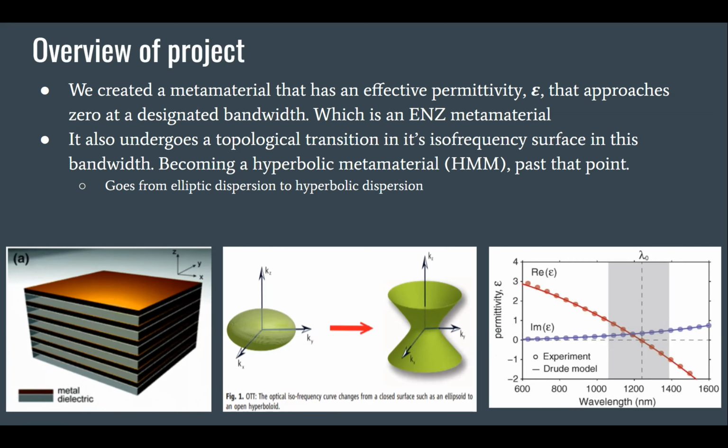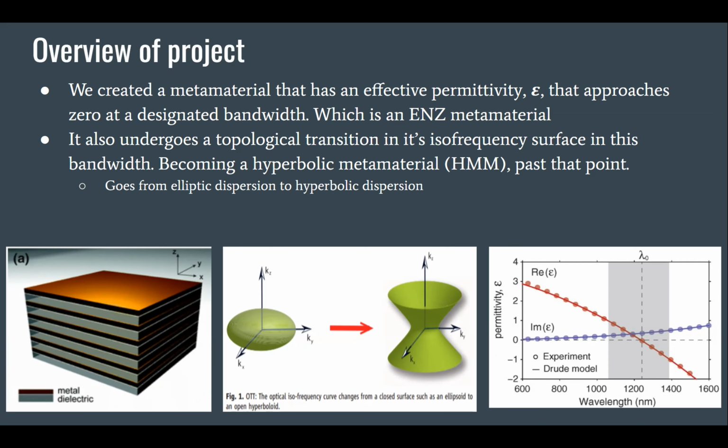First off, a metamaterial is basically an artificial material in which a unit cell, which could be layers or nanowires or something along those lines, is much, much smaller than the wavelength of the incident light.